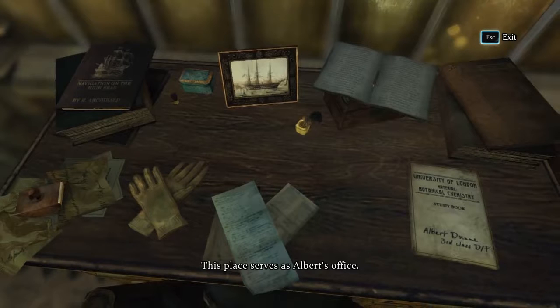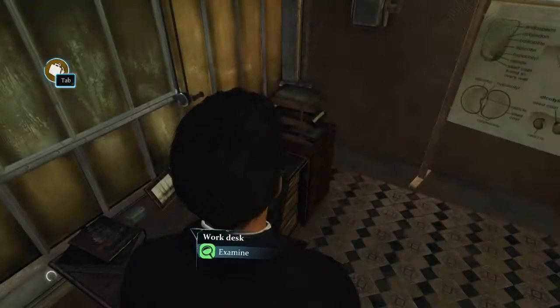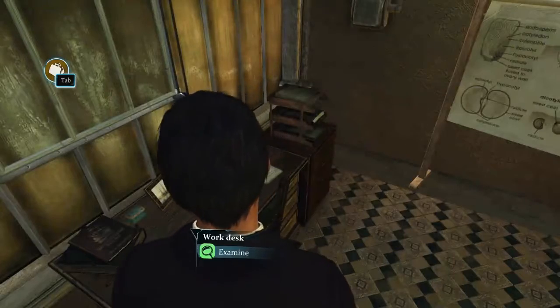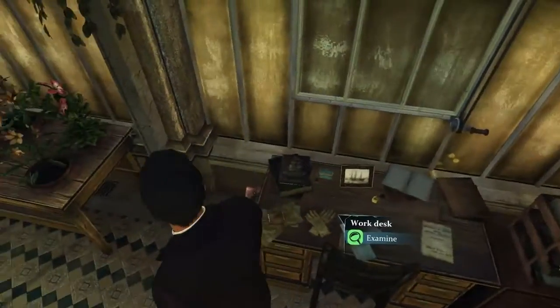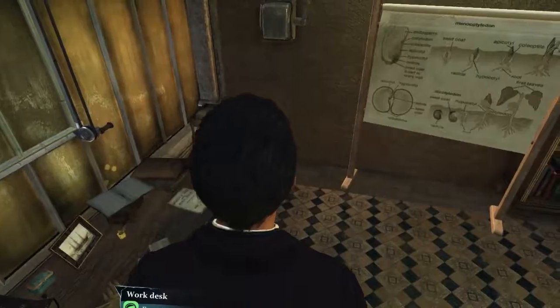This place serves as Albert's office. So Albert never actually does any of the gardening. Because his hands are clean and his gloves are clean.